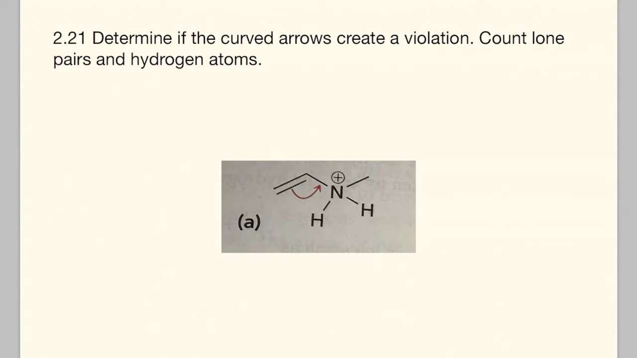In this problem, we are asked to determine if the curved arrows create a violation of some sort. We're supposed to be sure to count the lone pairs and the hydrogen atoms. So we've got this curved arrow written here, and let's try to draw what we would have. Now remember, carbon is tetravalent, so there are two hydrogens on this carbon here. Let's go ahead and draw what we've got.